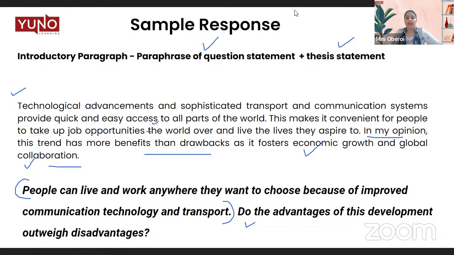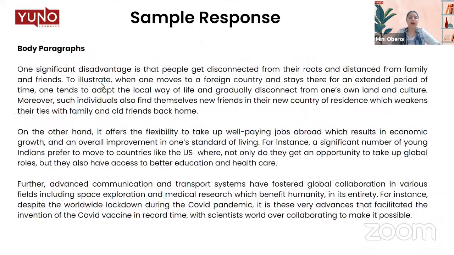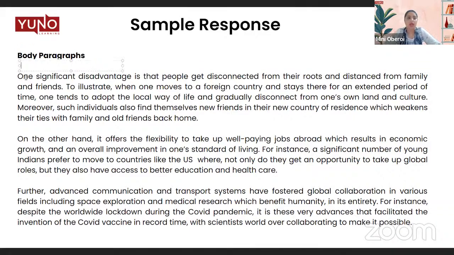Right? Now, let's move on and have a look at the body paragraph. So this is how we write the introduction. Simple thing, paraphrasing of the question topic and then the thesis. After this, now we come to the body paragraphs. So first of all, remember, whichever side you support, you will give the opposite side first. As you could see that in my thesis statement, I mentioned that there are more advantages, there are more benefits. So the first paragraph here has to be on disadvantage.